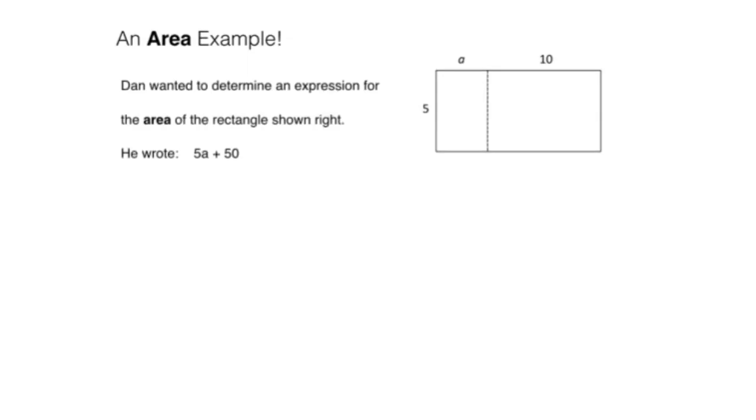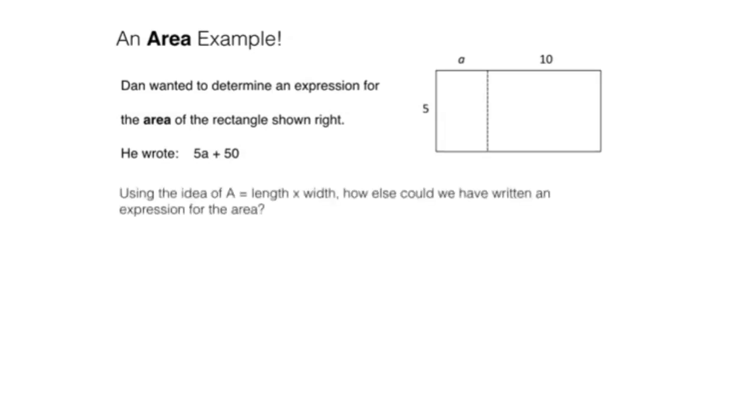We can also look at this from an area perspective. So let's imagine we have a rectangle that has a length of 5 and a width of a plus 10. We can see that across the top of our rectangle. So Dan wanted to determine an expression for the area of the rectangle shown on the right. So he wrote the expression for the area as 5a plus 50. So can we see where he got this 5a plus 50 from?